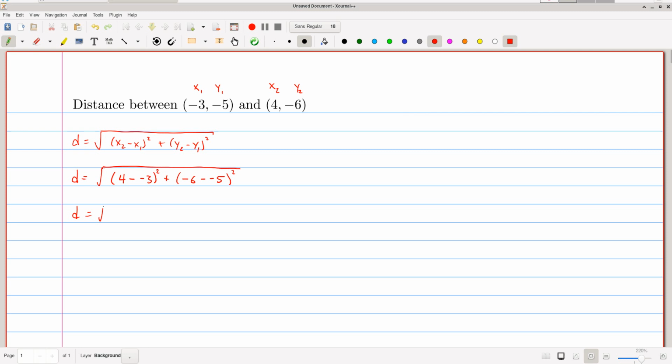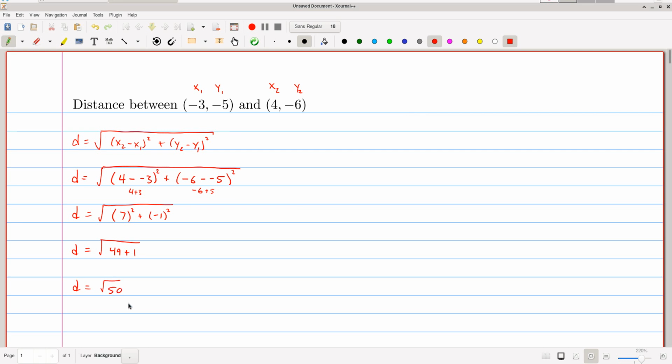So the distance is the square root of 4 subtract -3. This is the same thing as 4 plus 3. So this is 7 squared. Plus, second expression, -6 subtract -5 is the same thing as -6 plus 5, which is -1 squared. Evaluating this, we've got the square root of 49 plus 1. And this is the square root of 50.